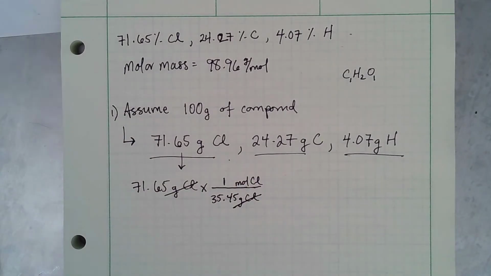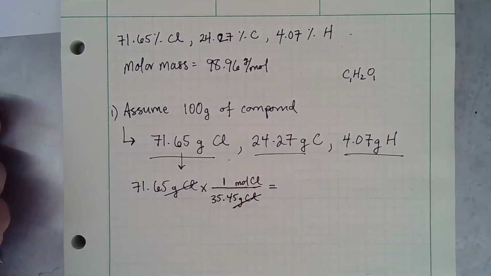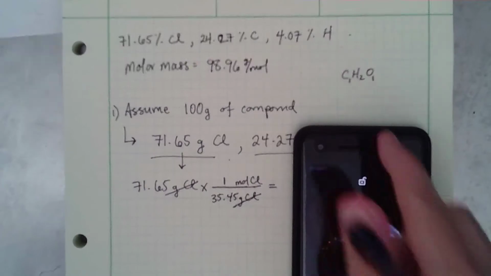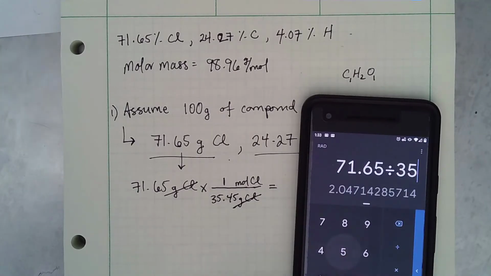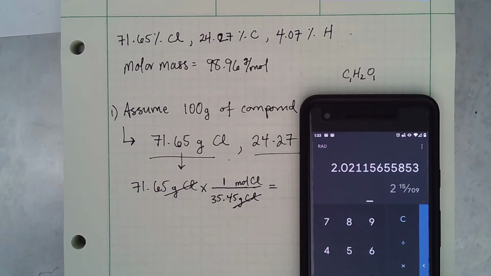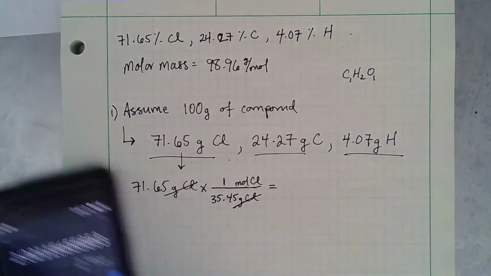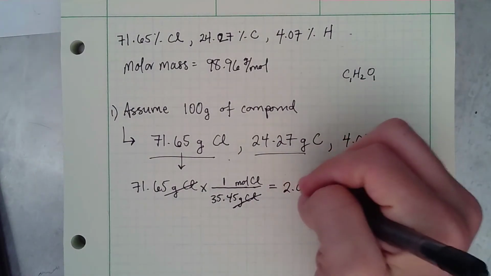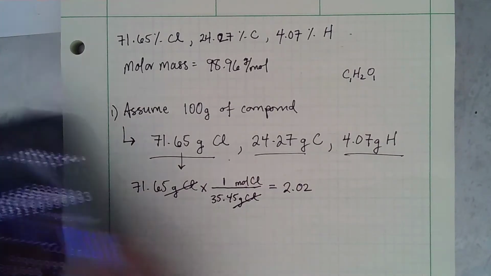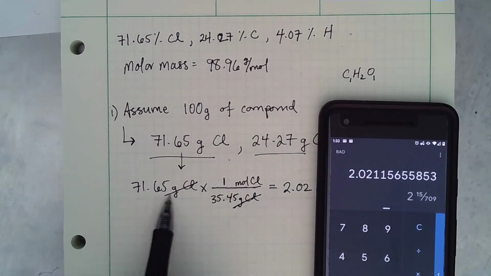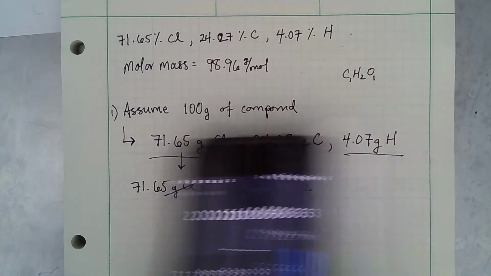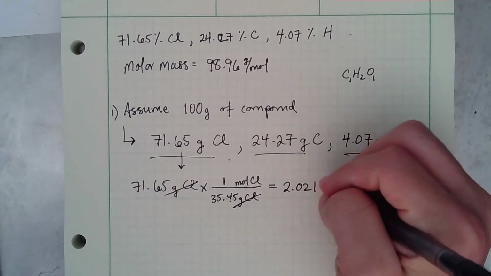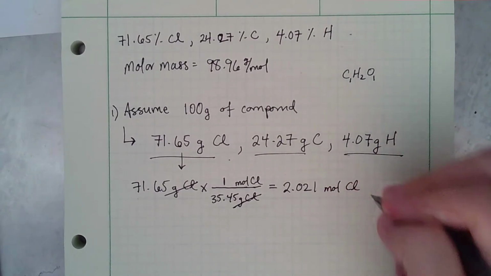Grams of chlorine cancels. This is going to give me 71.65 divided by 35.45, which is 2.02. Actually, let me show you that one more time. We start with 4 significant figures here, so let's go one more: 2.021. And that's moles of chlorine.